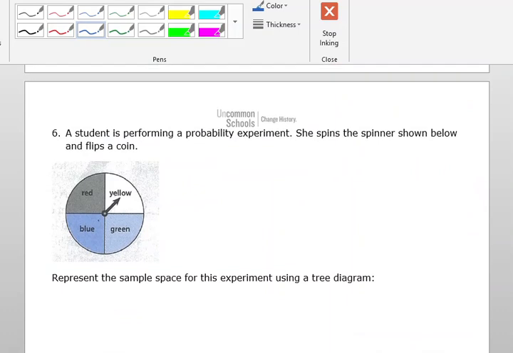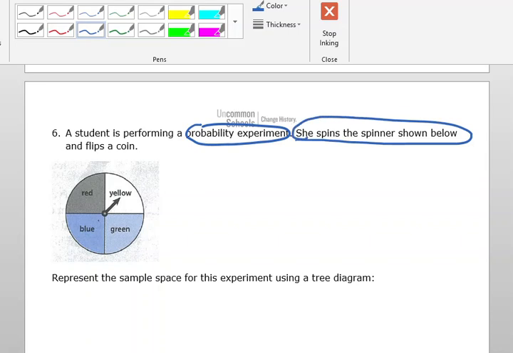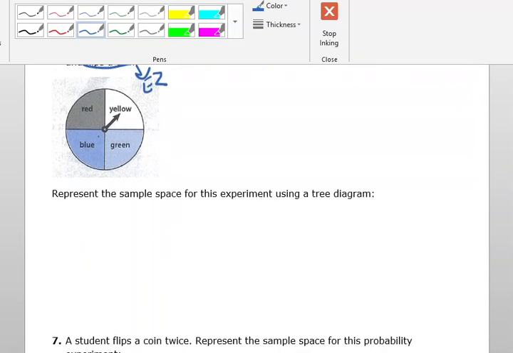Let's take a look at number 6. A student is performing a probability experiment. Okay. She spins the spinner shown below. That's going to be my event 1. And she flips a coin. That's going to be my event 2. So I want to represent the sample space using a tree diagram.